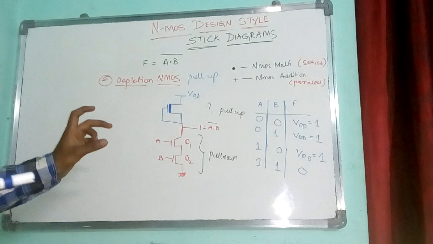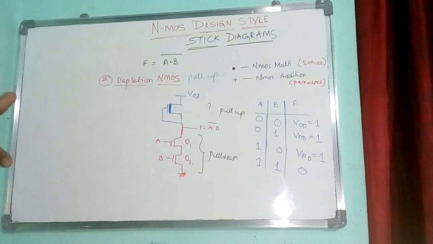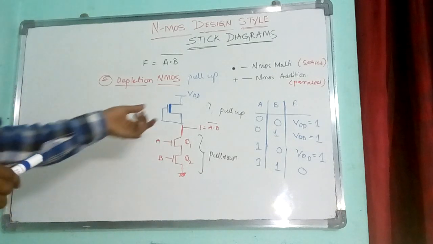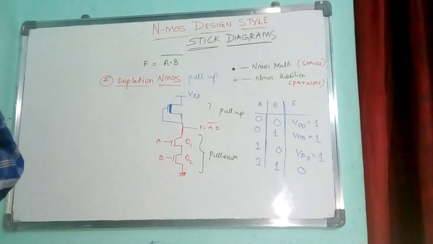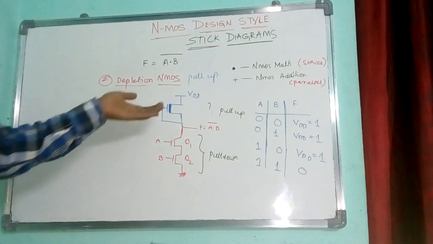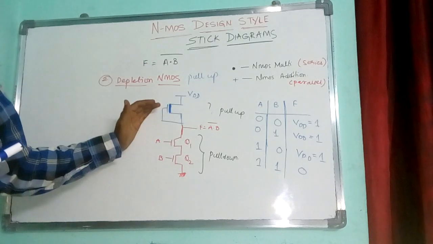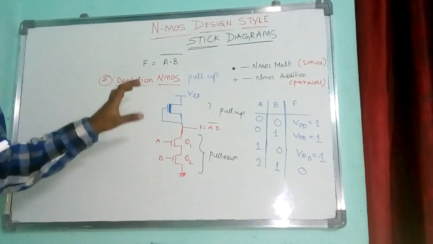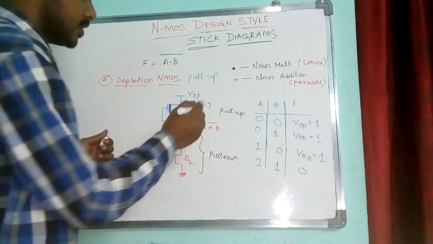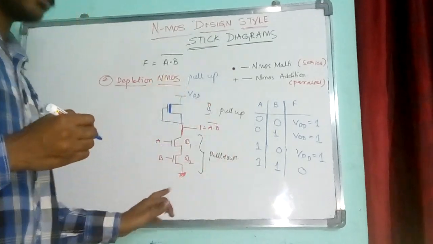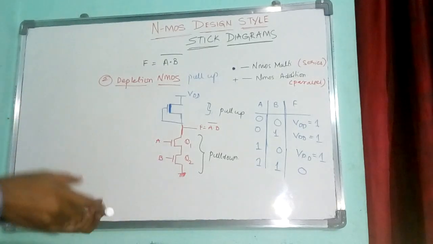What is the depletion Nmos? What is the difference between enhancement MOSFET and depletion MOSFET? Here the channel is already formed. For the enhancement MOSFET we need to give some voltage to form a channel, whereas the depletion MOSFET is always on, and it always has the channel ready for operation. Now this is acting as a pull up, whereas this is acting as a pull down network.